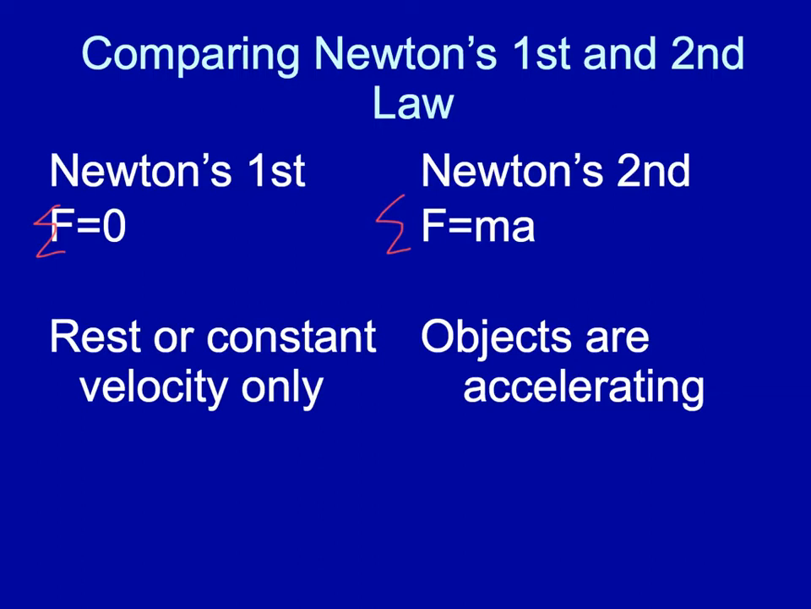Now, comparing Newton's first law and second law, Newton's first law involves things staying the way they were, either at rest or at a constant velocity in a straight line. So the sum of the forces in that case would be equal to 0. There is no leftover net force. With Newton's second law, you're now going to talk about things accelerating because there is a leftover force. There is a net force. Remember, leftover force, net force, and unbalanced force are all the same thing.